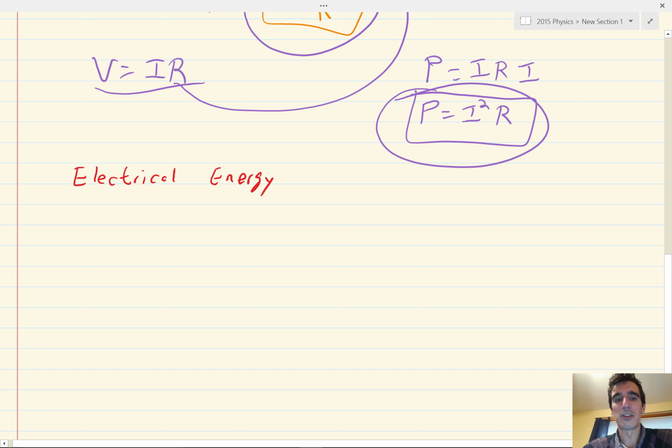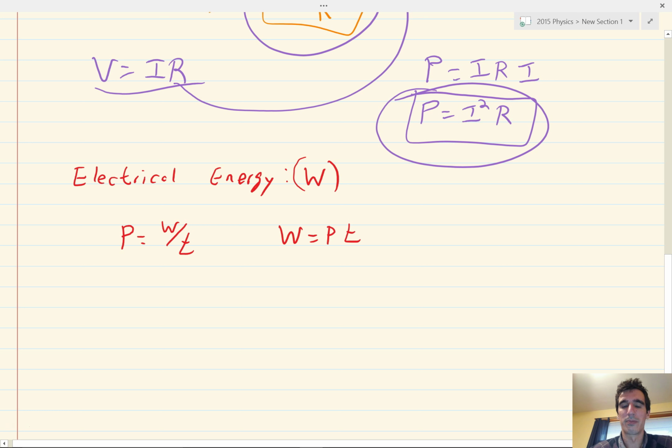Alright, now it's time to develop some formulas for electrical energy. If you remember, E is already used for electric field strength, so we can't use E for electrical energy. We're going to use work, or W. So to develop our formulas, we'll start with power from our mechanical unit is equal to work over time. And let's get work by itself. So we multiply both sides by T. W is equal to power times time. And that's our first formula.